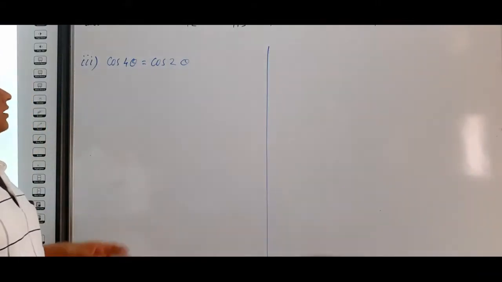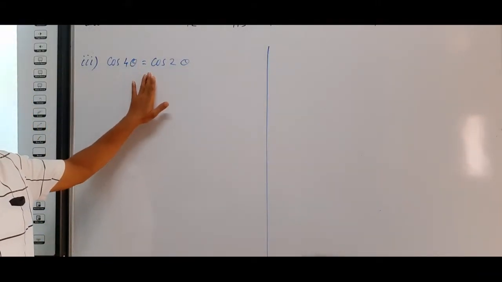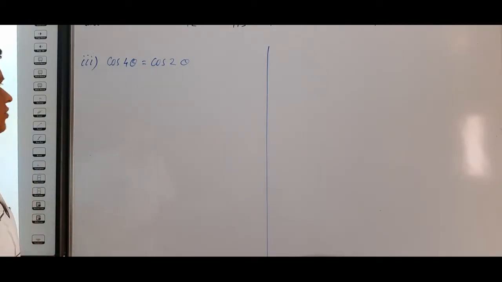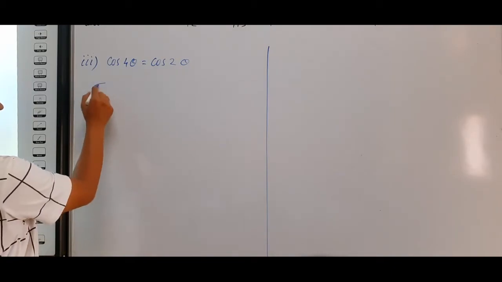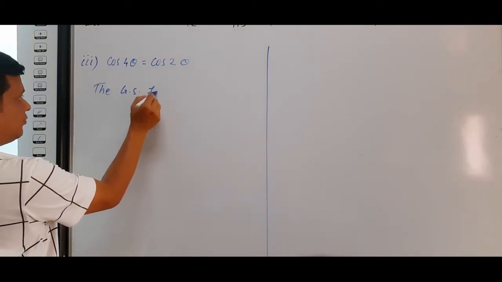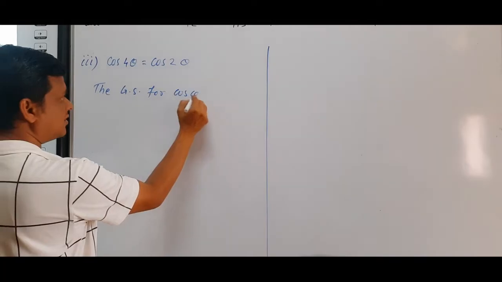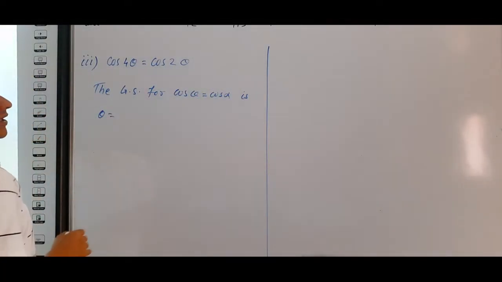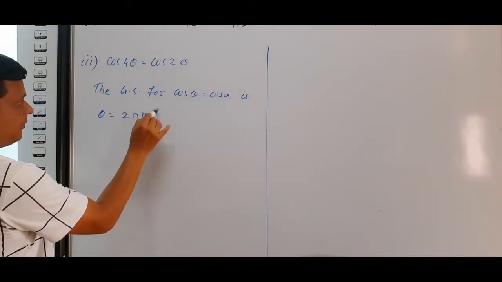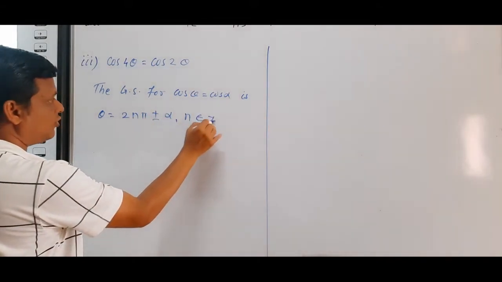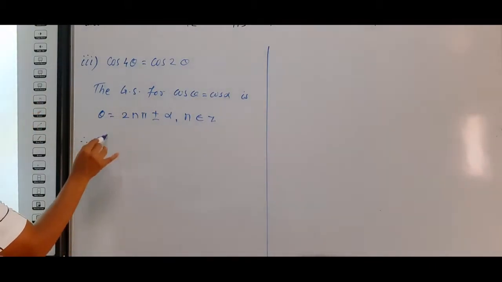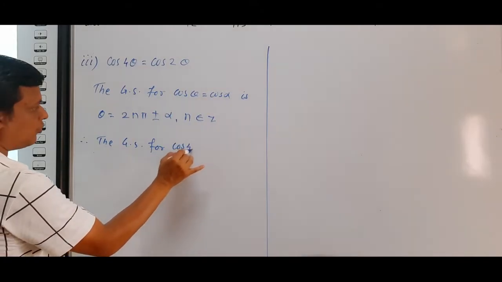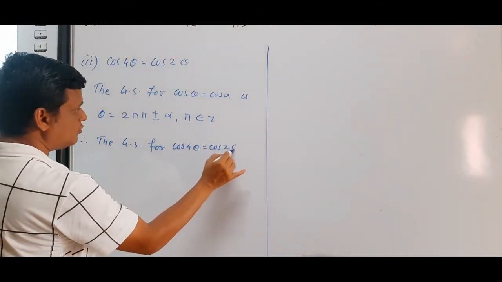Now in the third example, cos 4 theta equals cos 2 theta. This is of the form cos theta equals cos alpha. So we directly write the general solution for cos theta equals cos alpha is theta equals twice n pi plus or minus alpha, n belongs to z. Therefore the general solution for cos 4 theta equal to cos 2 theta is as follows.